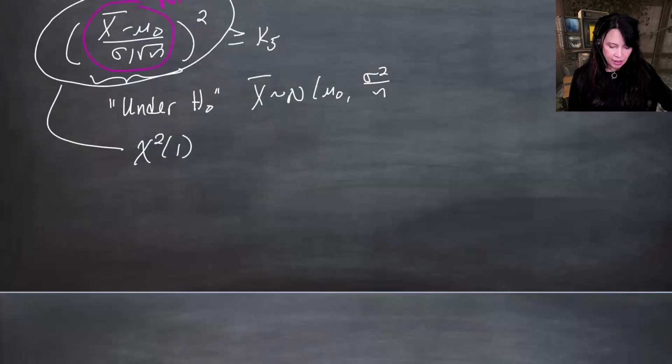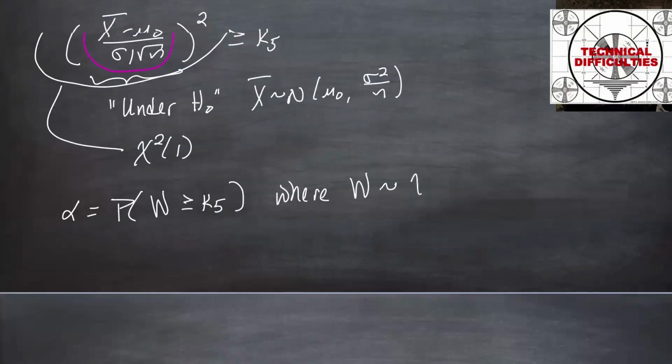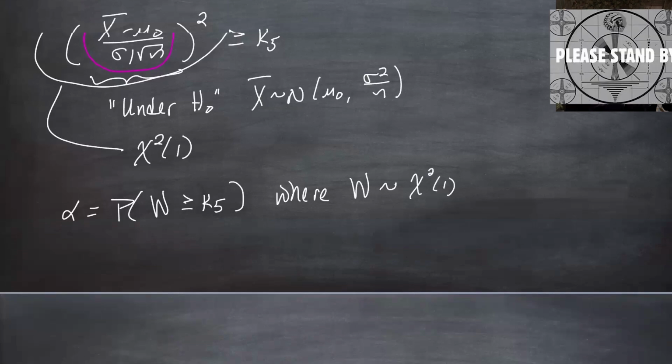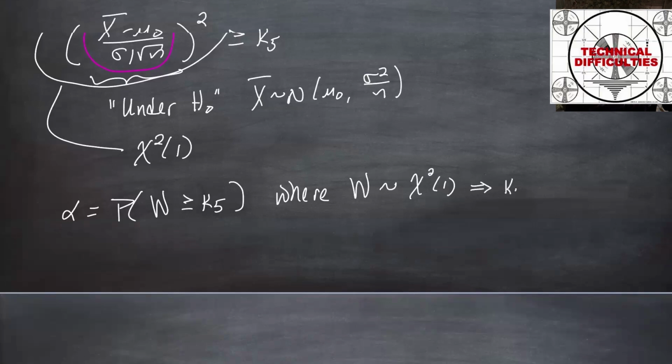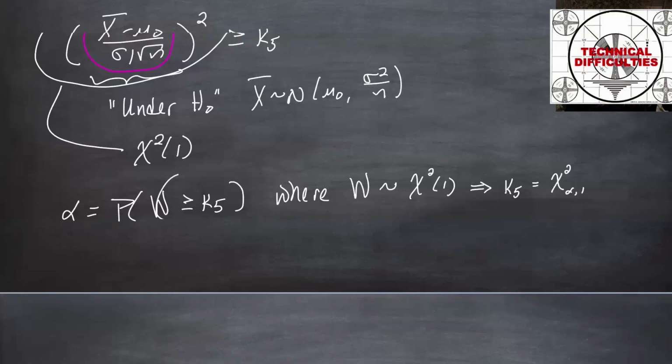So I want to solve alpha equals the probability that W is greater than or equal to k5, where W is a chi-squared random variable with 1 degree of freedom. And this means that the critical value k5 in our notation is chi-squared sub alpha, comma 1, because that's the number that's cutting off area alpha in the right tail.